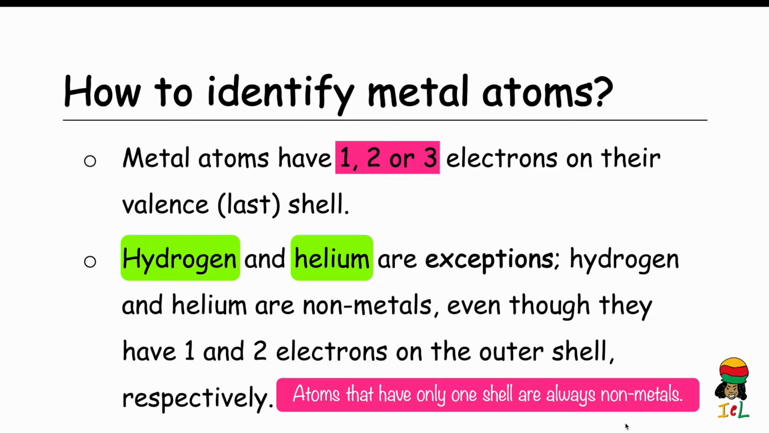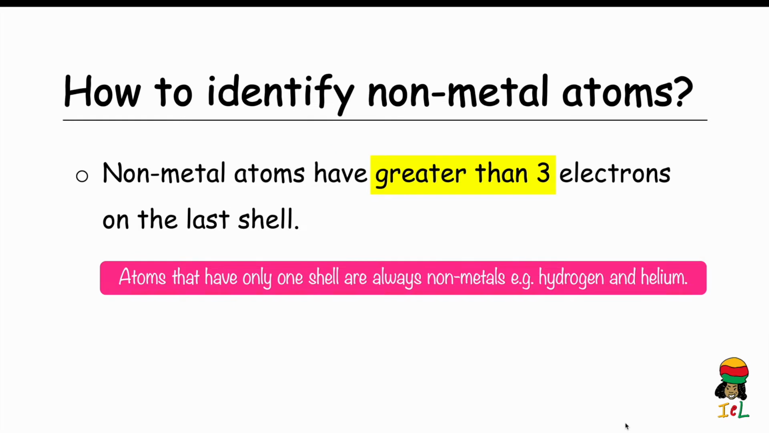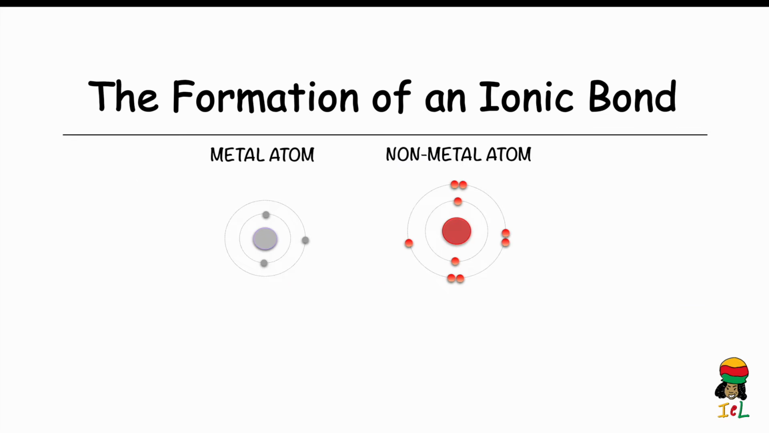So we can consider that atoms that have only 1 shell are always nonmetals. And we identify the nonmetal atoms as the atoms that have greater than 3 electrons on their last shell. And as we just discussed, the atoms that have only 1 shell are always nonmetals, namely hydrogen and helium. As noted earlier in the lesson, an ionic bond is formed between a metal and a nonmetal atom.